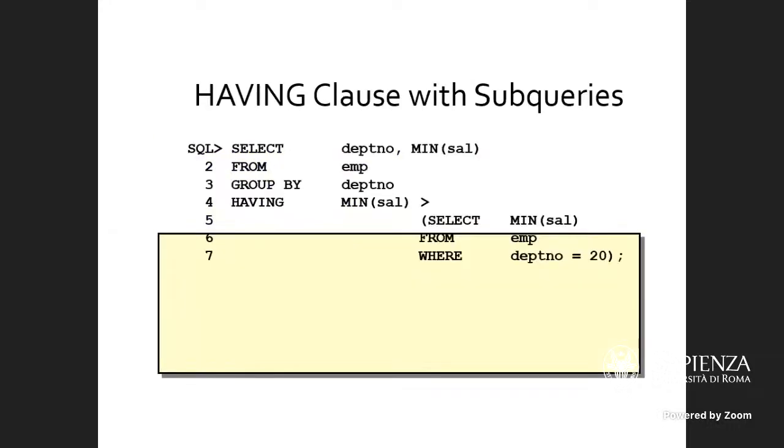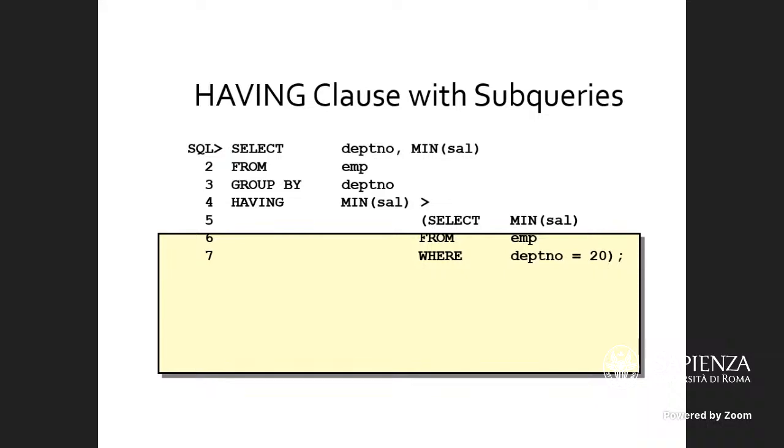Okay, having clause with a subquery, this is still almost the same. It still follows from what we've talked about. So we are selecting the department number, minimum salary from employee group by this, and we are saying having this. Now, what does this query do? This query selects the minimum salary from employees for everybody in department 20.